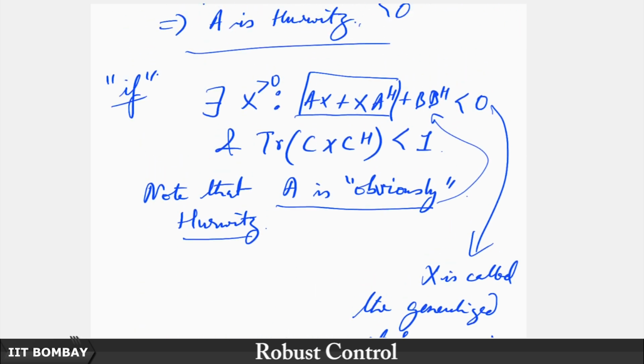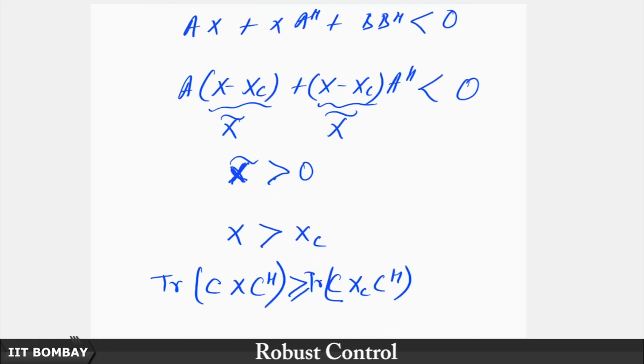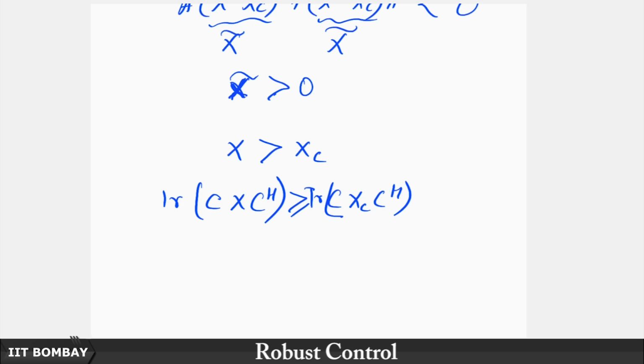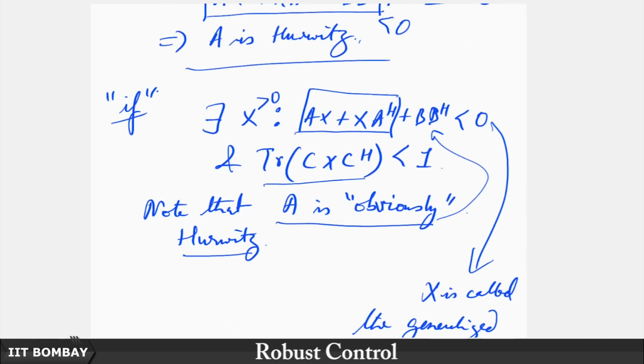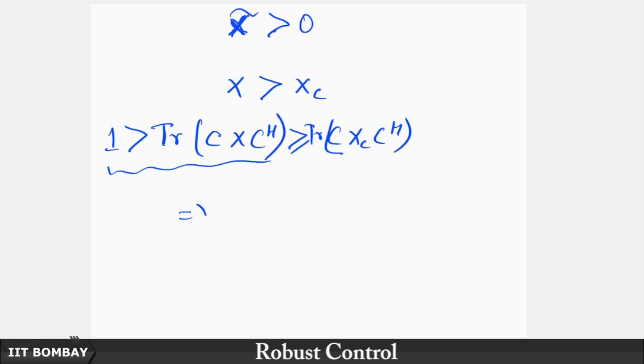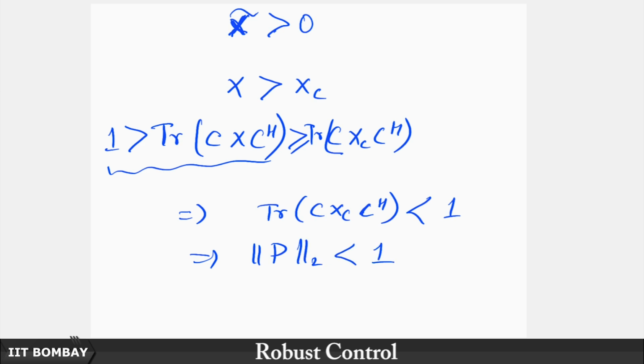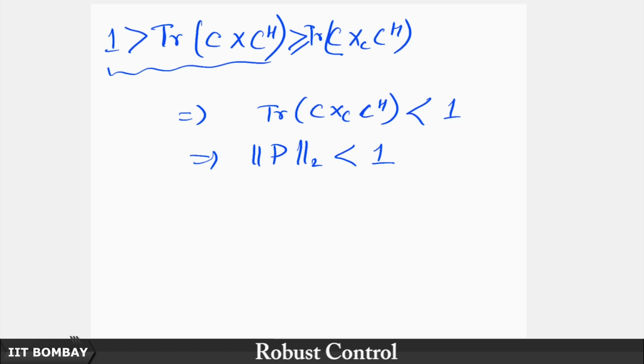So, what do we already know? We know that this is in turn less than 1. This is the trace, but this is less than 1. This is given by the formulation of the second problem, this inequality. This means that trace of C xc C Hermitian is less than 1, implying that the P second norm is also less than 1. So, that means when you have the second problem formulated like so, you already also have the first problem's conditions embedded within it. So, both these problems are one and the same.